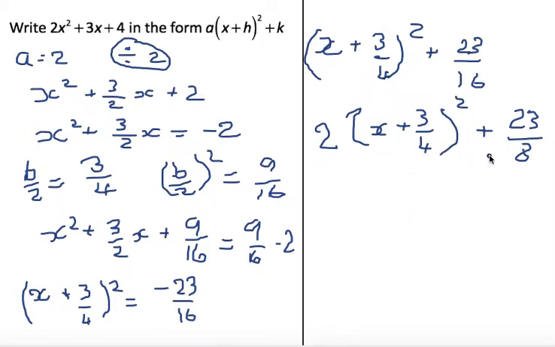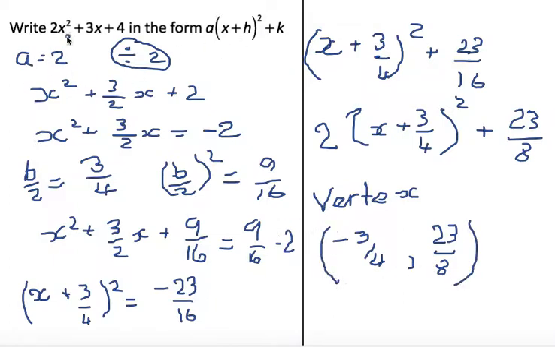Now I've done that whole thing without a calculator, because this is a kind of question that could come up on a non-calculator paper. The one final thing is, if we remember the connection with the vertex in our graph, the vertex is still the thing that's in the bracket. I don't have to worry about this 2 outside. If I negate this, it's going to give me my vertex. So my vertex is minus 3 over 4 and 23 over 8.